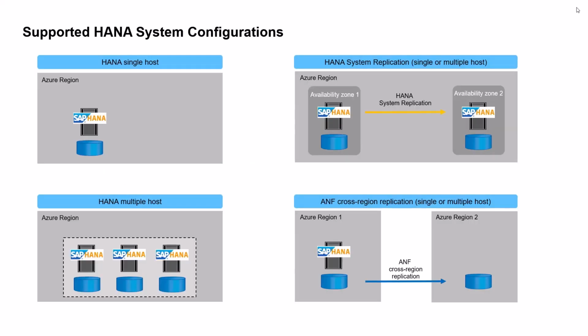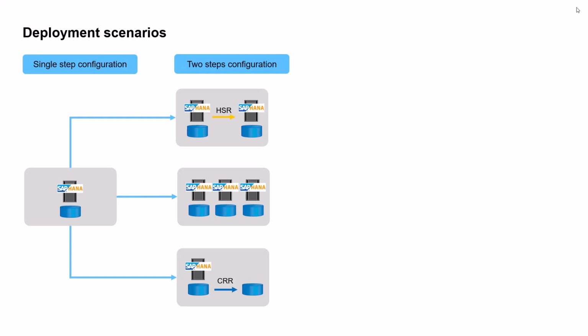As already briefly touched, AVG can be used to provision the ANF volumes for the most common HANA system layouts. This includes single host as well as multiple host systems. For single and multiple host systems, secondary system volumes can be provisioned either in a HANA System Replication setup or for disaster recovery using ANF cross-region replication. Depending on the HANA system type and the configuration of high availability with HANA System Replication or DR with ANF cross-region replication, the AVG deployment process is either a single step or a multiple step configuration.